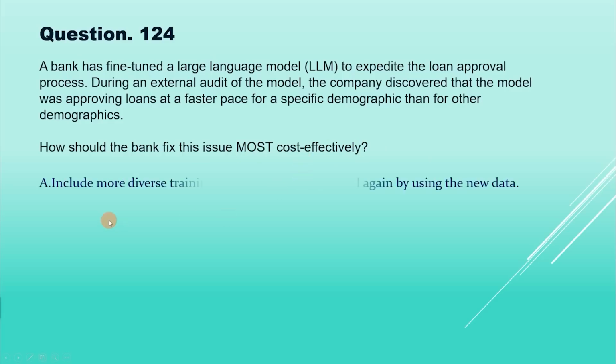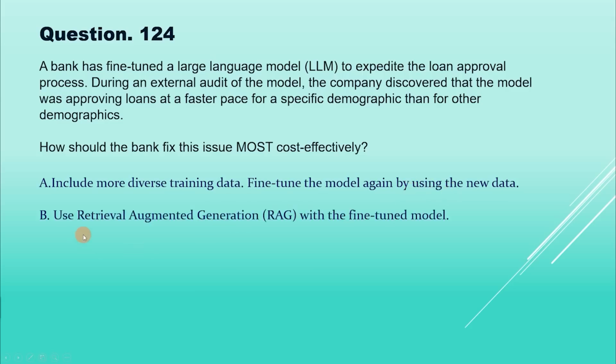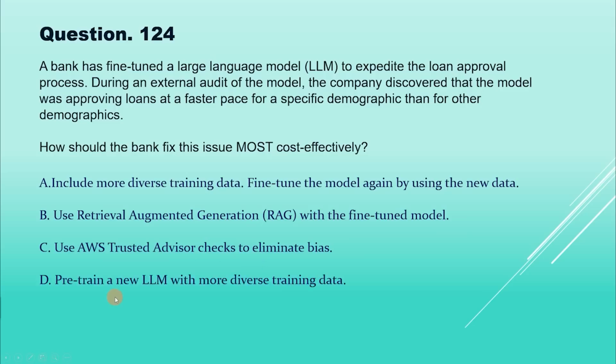Here are the options. Option A, include more diverse training data, and fine tune the model again by using the new data. Option B, use retrieval augmented generation with the fine tuned model. Option C, use AWS Trusted Advisor checks to eliminate bias. Option D, pre-train a new LLM with more diverse training data. So take your time to guess the correct answer again.